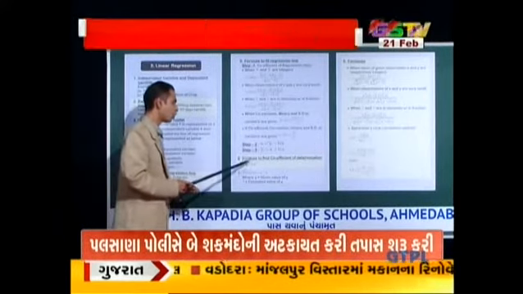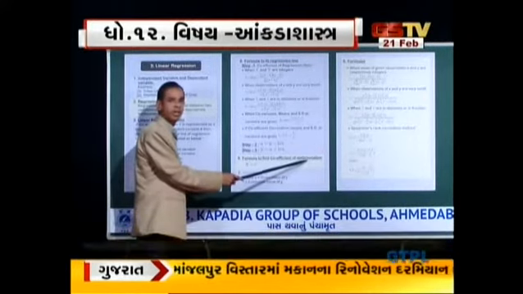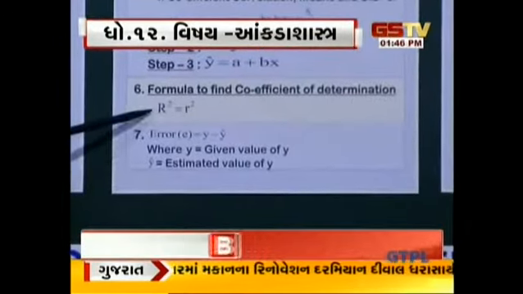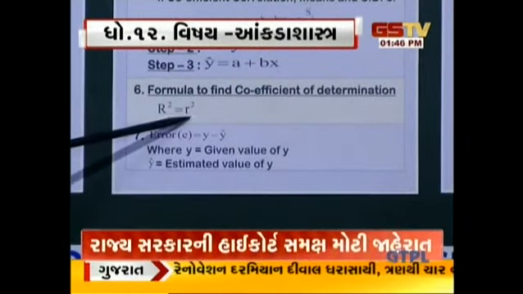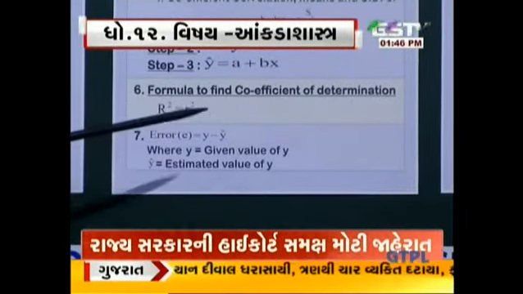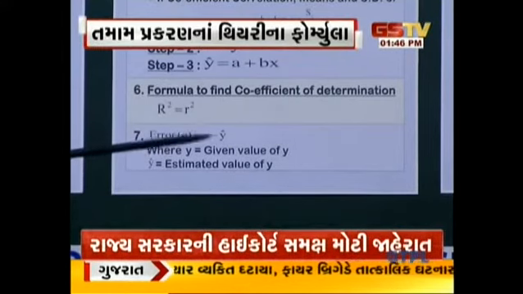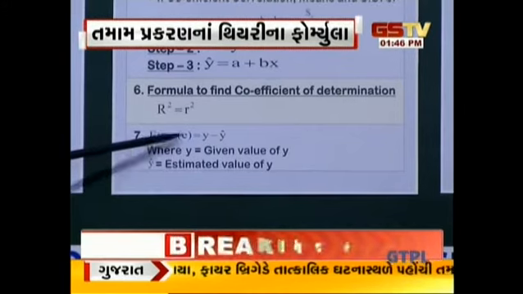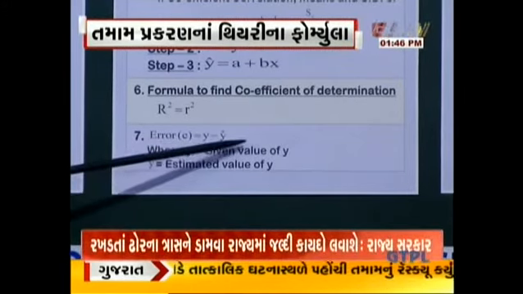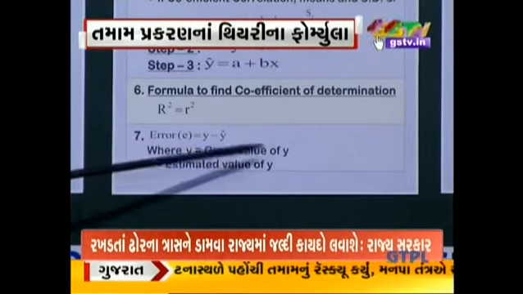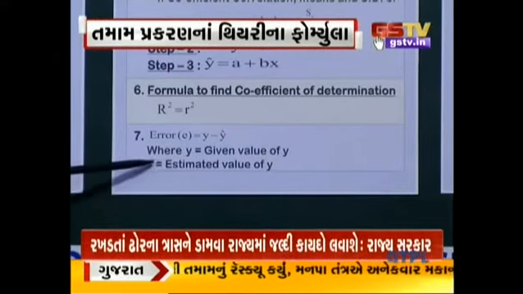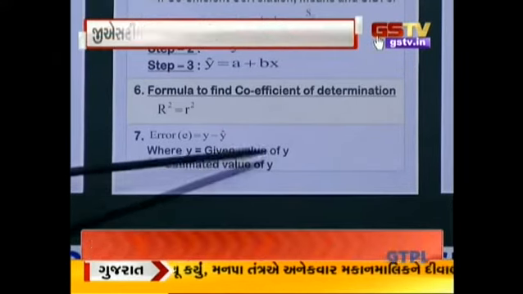Next, formula to find the coefficient of determination. R square is equal to r square. This formula is used to decide the reliability of the coefficient of correlation. Last but not least, the error formula is y minus y cap, where y is equal to the given value of y and y cap is equal to the estimated value of y.